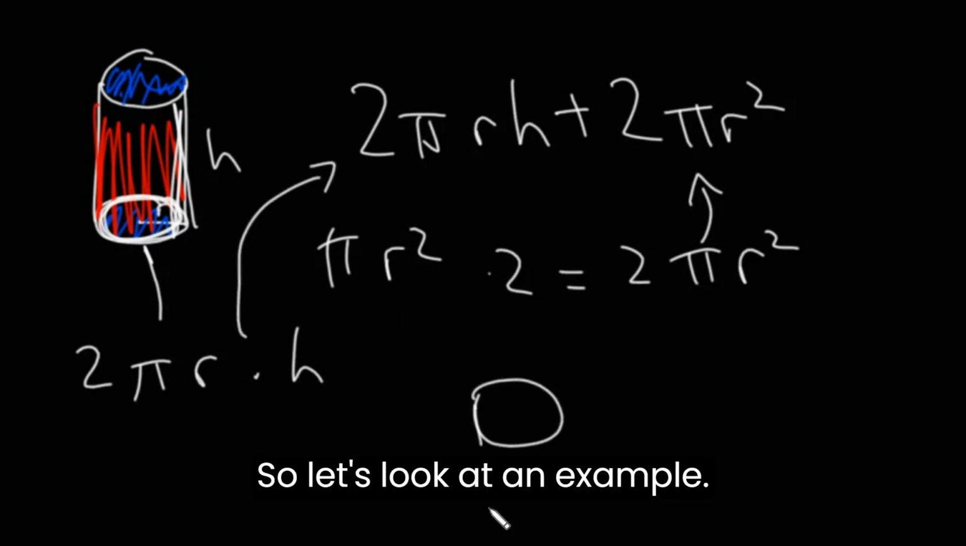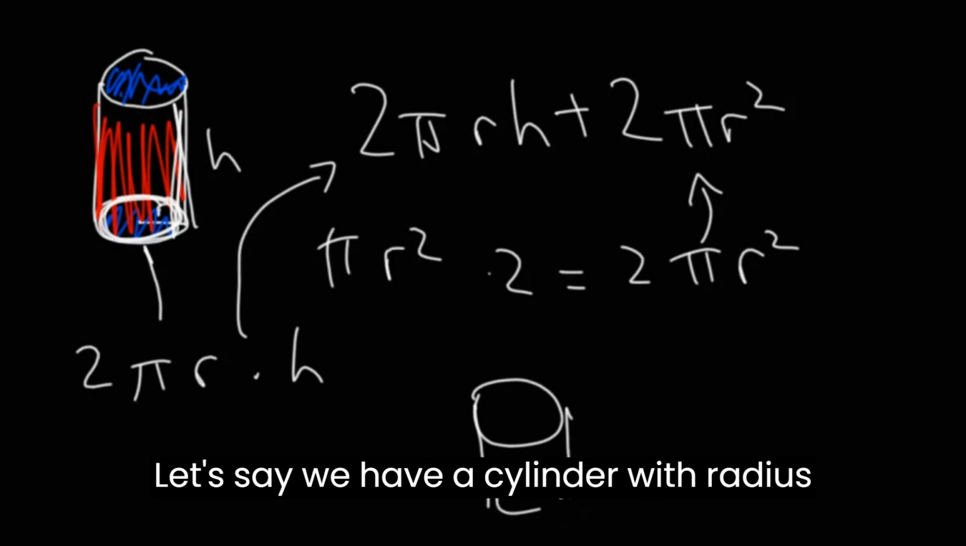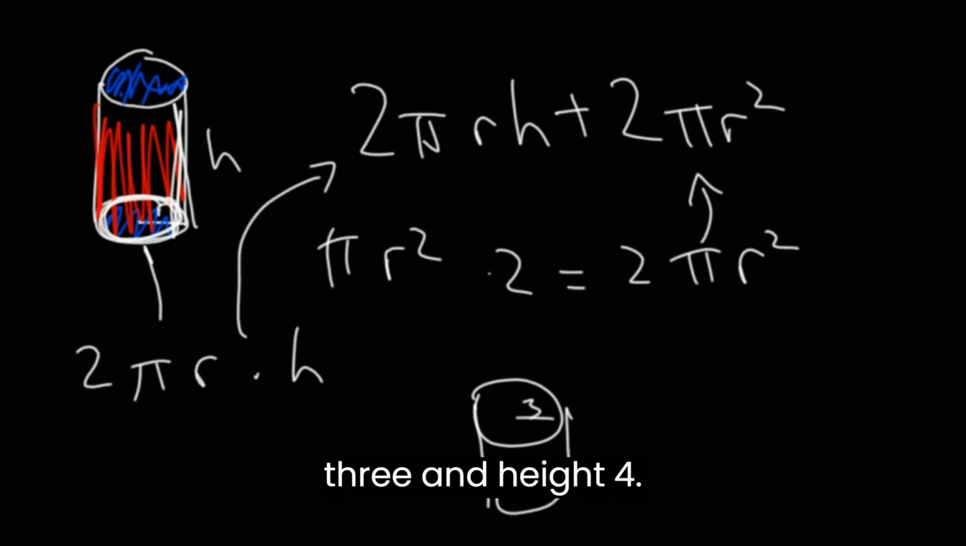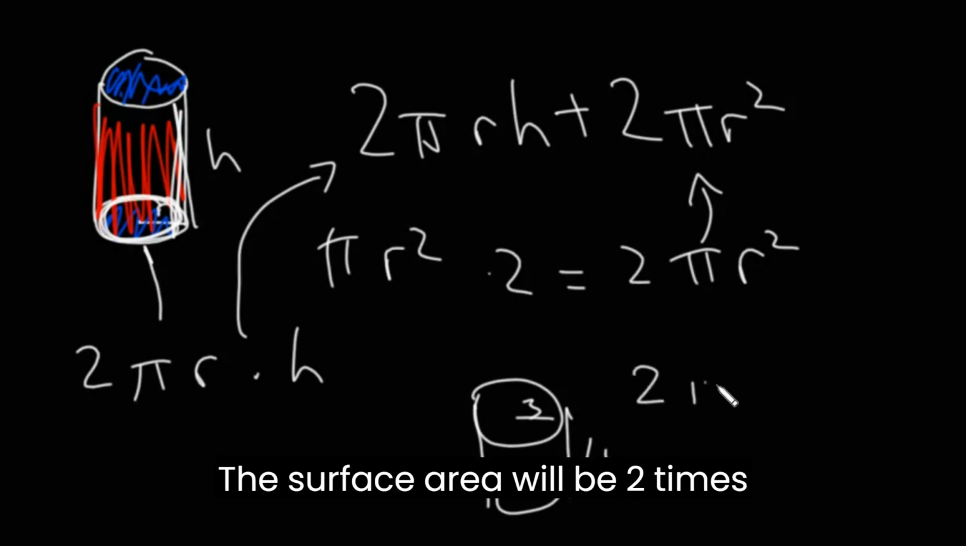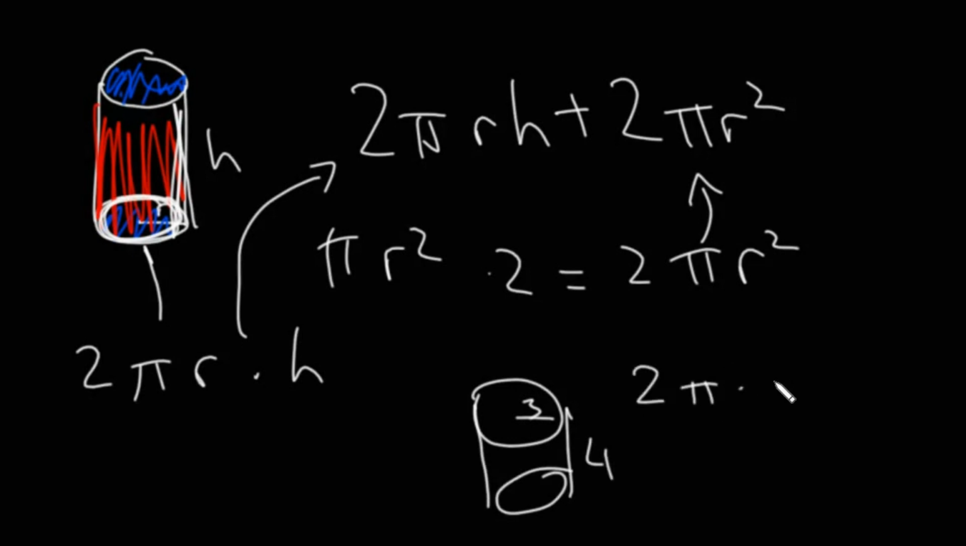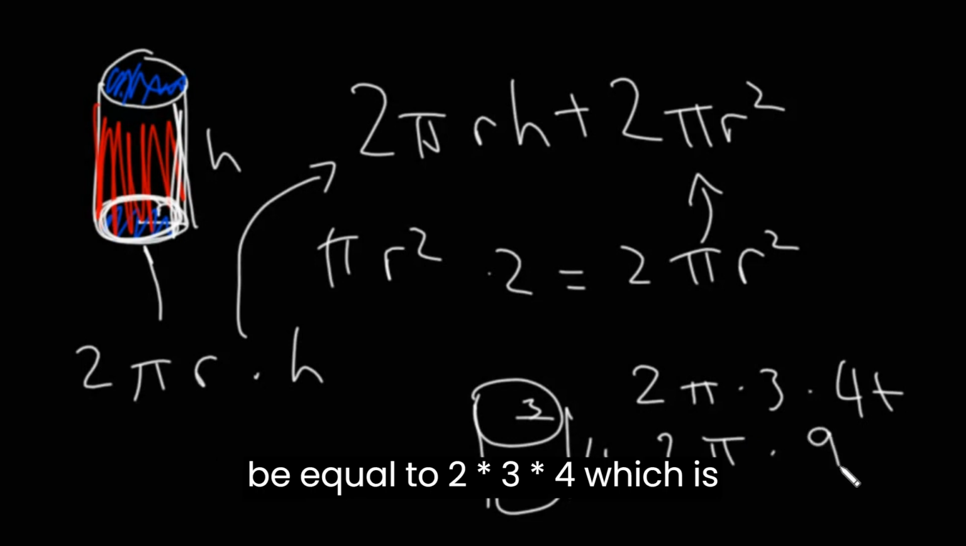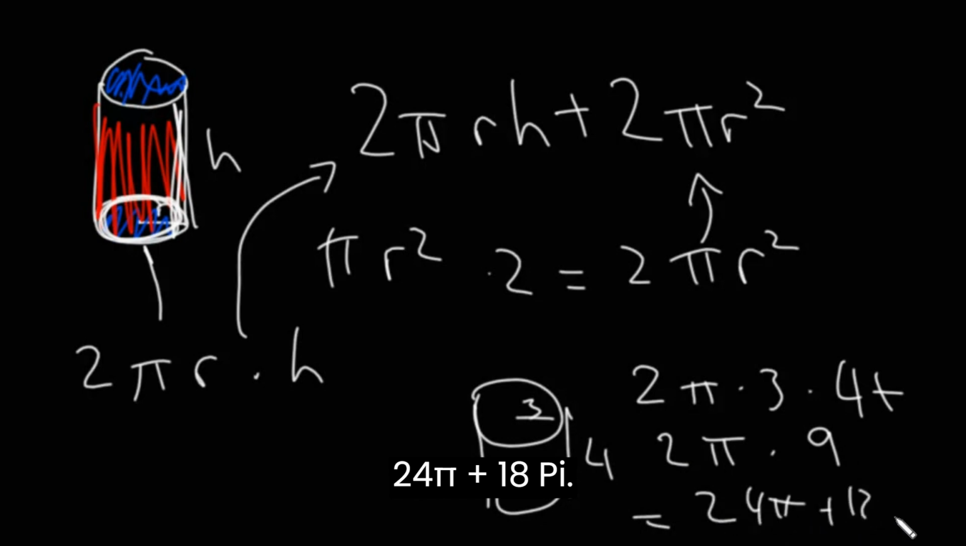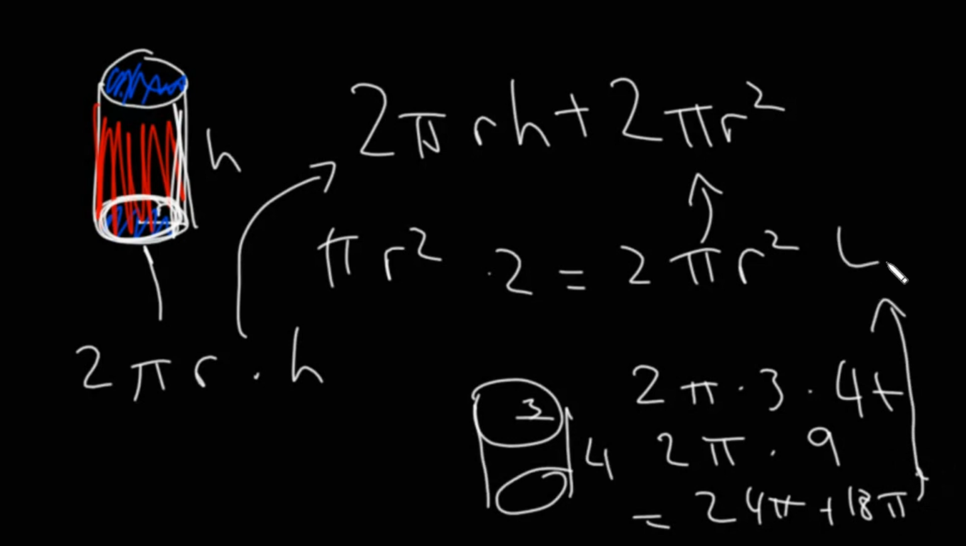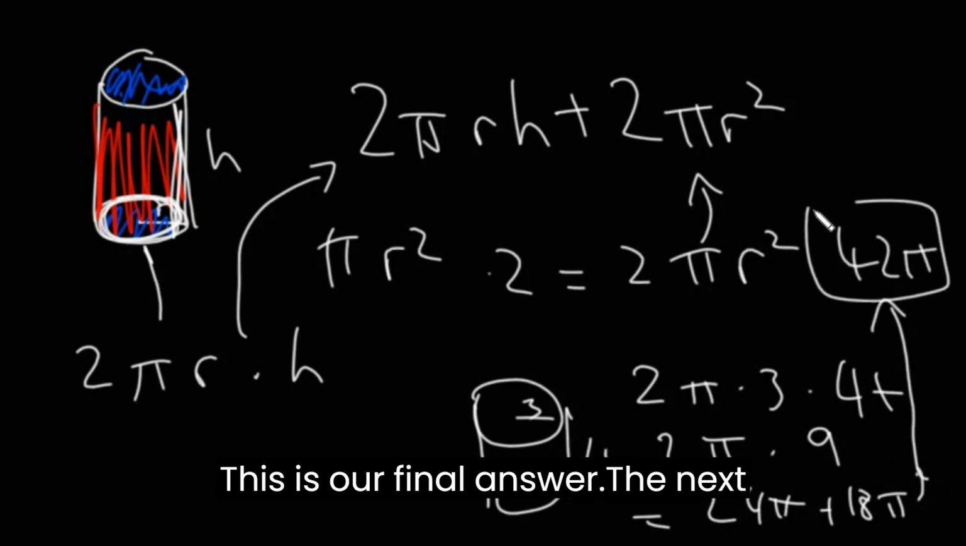So let's look at an example. Let's say we have a cylinder with radius 3 and height 4. The surface area will be 2 times pi times 3 times 4 plus 2 times pi times 3 squared, which is 9. And this will be equal to 2 times 3 times 4, which is 24 pi, plus 18 pi. This will be 42 pi. This is our final answer.